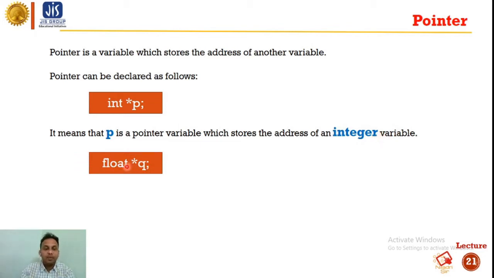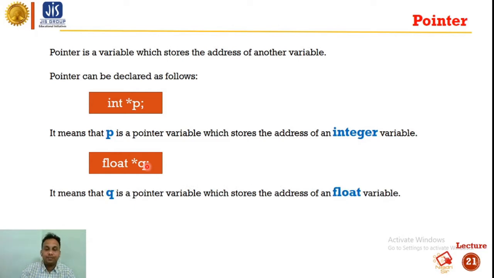Next, if we write float *q, what does this mean? This does not mean that q is of float type. This means that q is a pointer variable which can store the address of a float variable. So q is a pointer variable which stores the address of another variable.